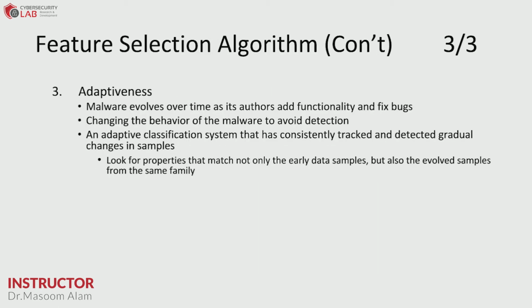The third thing is adaptiveness. Malware evolves over time as its authors add functionality and fix bugs, changing the behavior of the malware to avoid detection. Now, a machine learning classification system is adaptive enough that it has consistently tracked and detected gradual changes in the samples. This is one of the main advantages of machine learning and data science to be used for malware analysis.